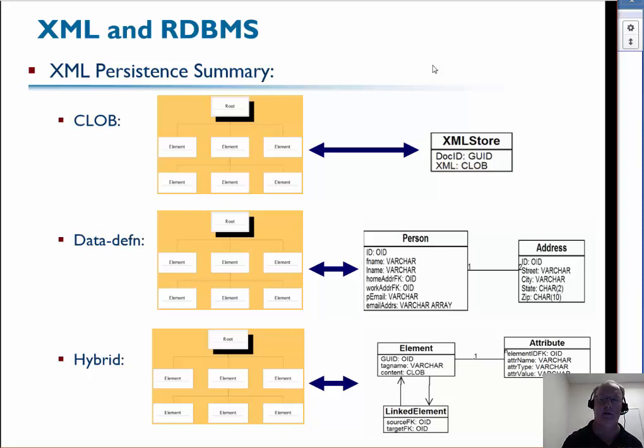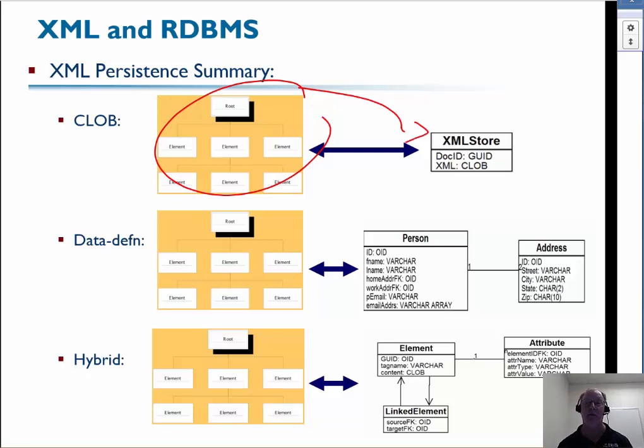This is a DOM tree that we have up here, and we can take that DOM tree and store it in its entirety inside of a simple table, and we'll just call it an XML store, for example, with its GUID, and just store everything as a CLOB, right? In that case, we're not really doing any parsing on input and output. So I'll talk more about that in a second.